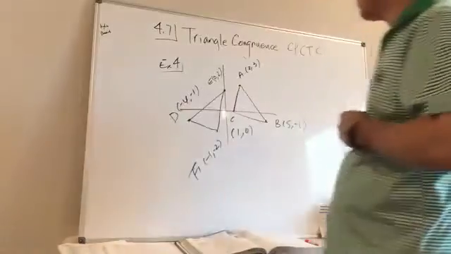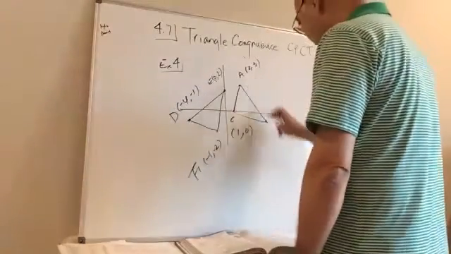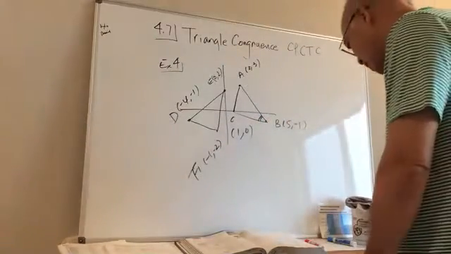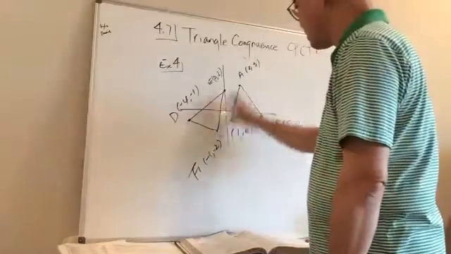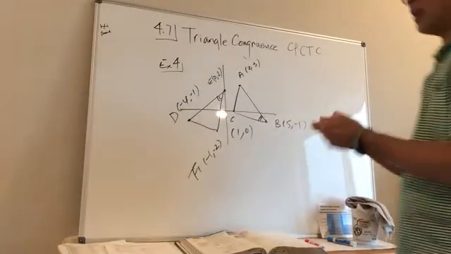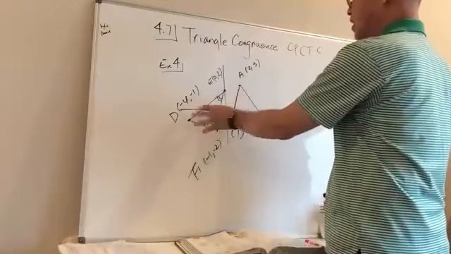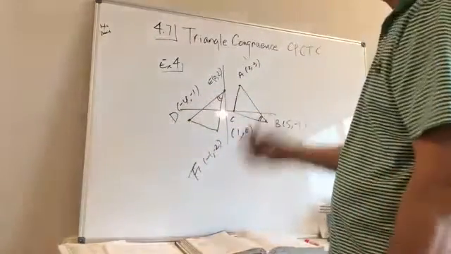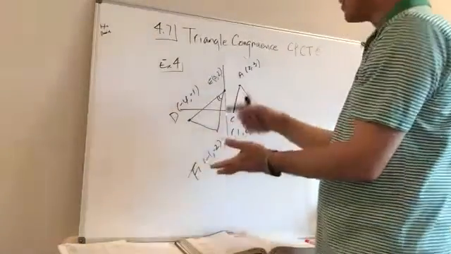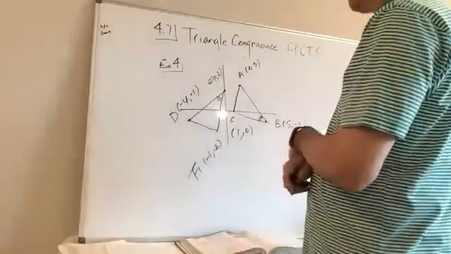And I have these triangles, and I'm trying to prove that angle ABC, this angle here, is congruent to angle DEF, this angle here, right? So in order to prove that, what I really need to prove is that these two triangles are congruent, right? If I can prove that, then by corresponding parts, I can say that these two angles are congruent, right?